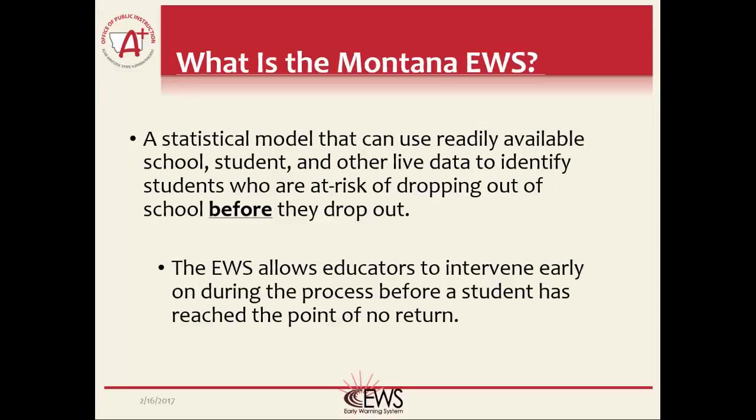The Montana EWS is a statistical model that uses readily available school, student, and other live data to identify students who are at risk of dropping out of school. The goal is to identify these students as early as possible in their schooling to allow educators to have an opportunity to intervene and help the student graduate. The earlier a student can be identified at risk, the better their likelihood of becoming a graduate versus a dropout.